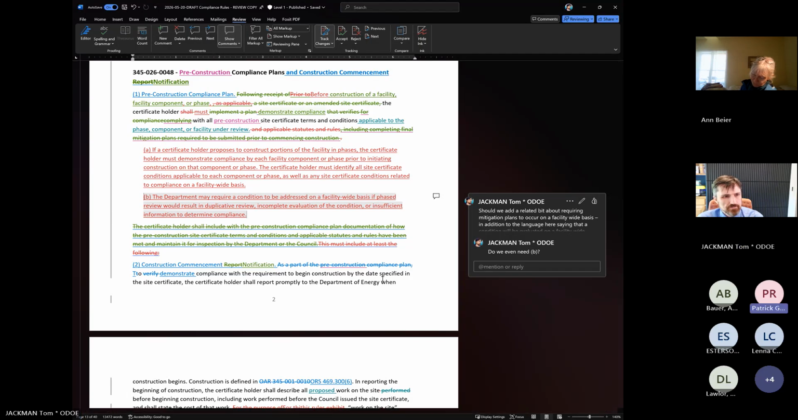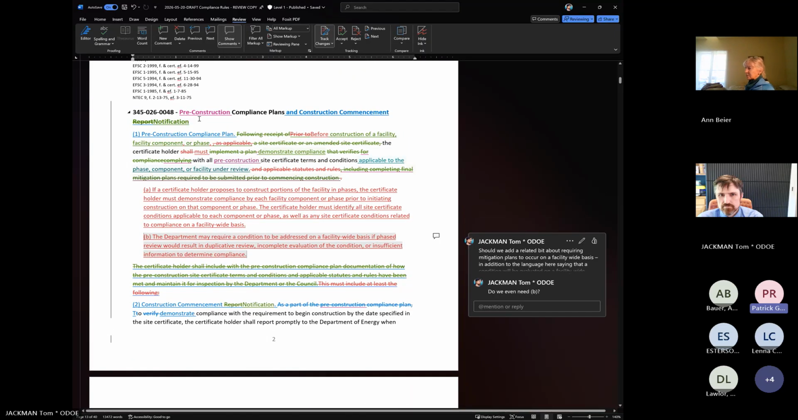Yes, and you might want to clarify it in the rules itself. For example, anytime we want something to apply retroactively, we can do that, but it's best to state it directly in the rules so it's clear.